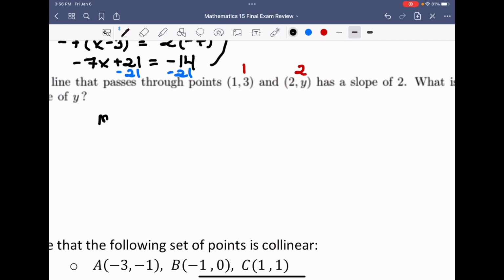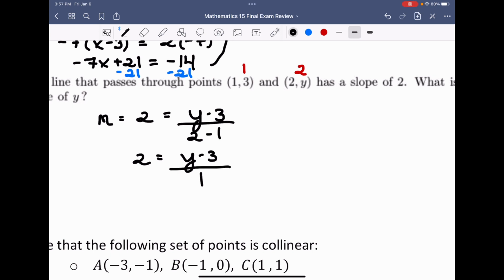So slope, or m, is equal to, they told us the slope from this problem is equal to 2, so we're going to pull that in. 2 is equal to the change in y over the change in x, or y2, which is y, minus y1, y minus 3, divided by, now we're looking at the x's, x2, which is 2, minus x1, which is 1, 2 minus 1. We're going to bring these things together. So 2 is equal to y minus 3 over 2 minus 1, which is 1.